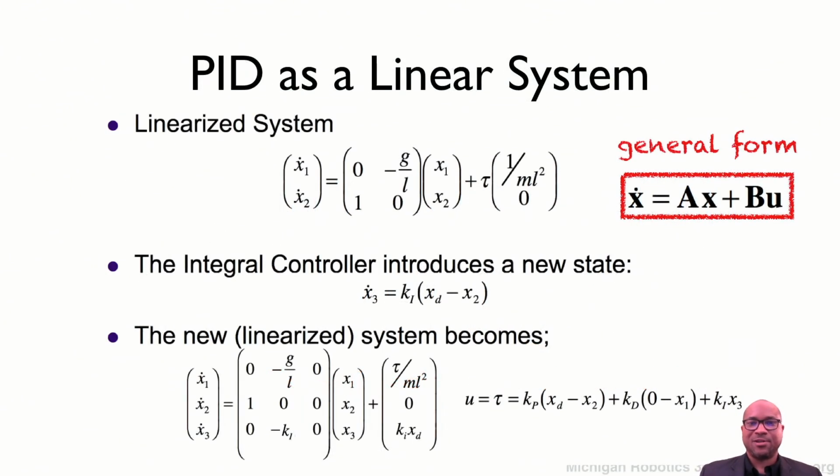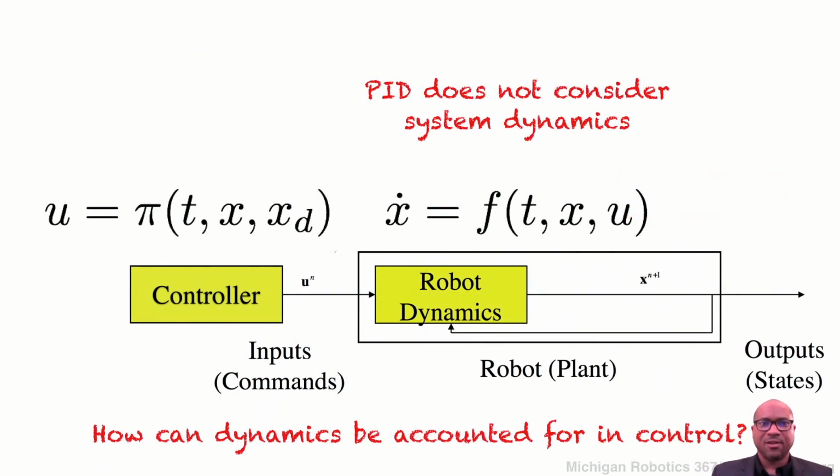But what it leads up to is a general form where you can say that the next state, x dot, of your system is equal to the current state times the dynamics matrix A, plus your controls U times the controls matrix B. And so this leads to a more linearized expression of the control of the plant in the control problem. One thing that you should note is that with our PID, we don't consider system dynamics as before. But you can account for those dynamics in the control problem.